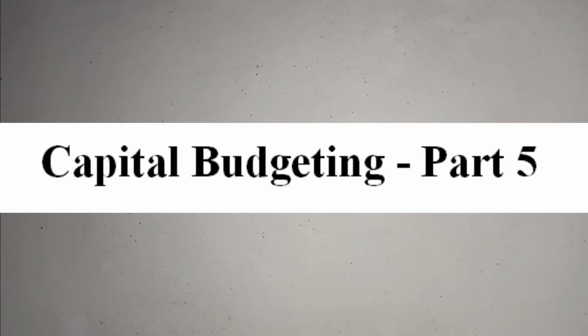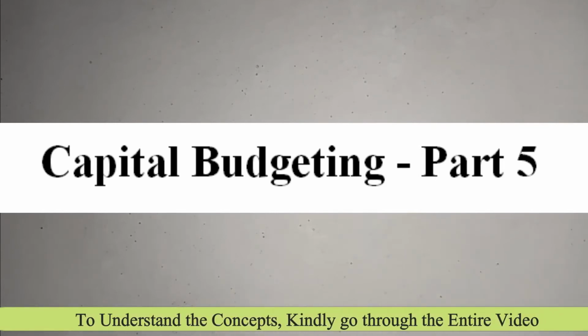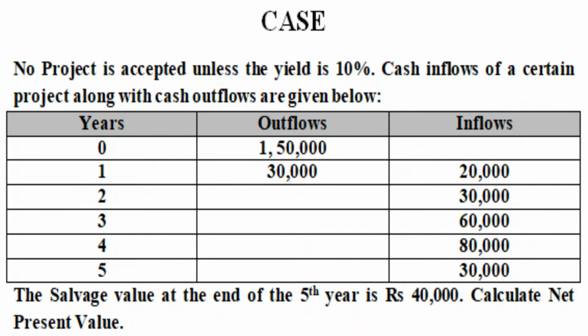So in this particular video, we will discuss certain numeric problems with reference to investment happening in the 0th year as well as thereafter, in the first year or in the second year. Now let's go through this particular problem. It says that no project is accepted unless the yield is 10%. So the discounting rate is 10%, and the project cash inflow and outflow has been given.